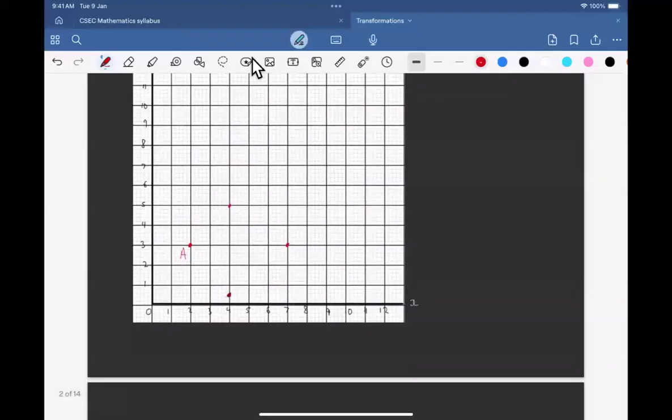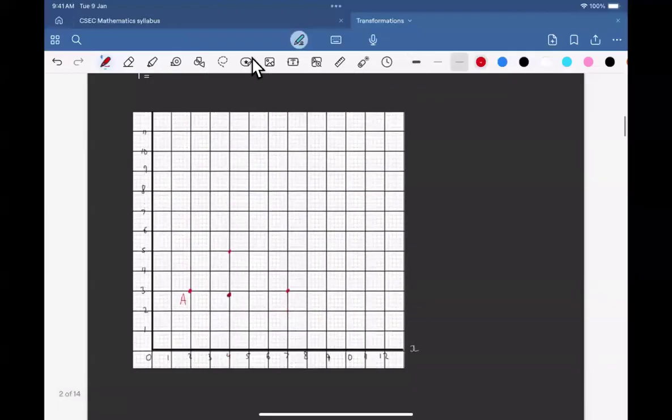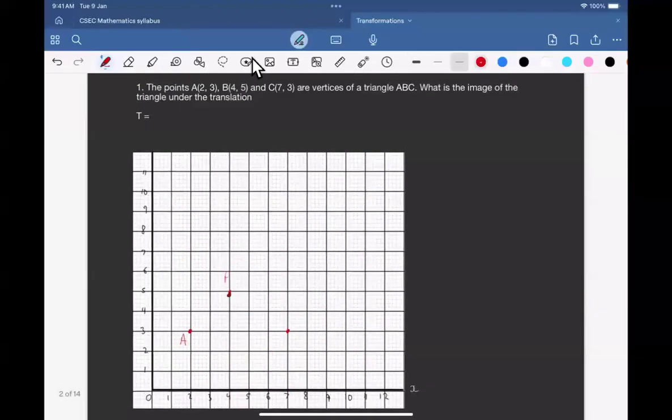And the last point is (7, 3). Let me just put that down first. So this is point B. This is point C. I just have to connect it now. What kind of shape is this? A triangle. Right, triangle.